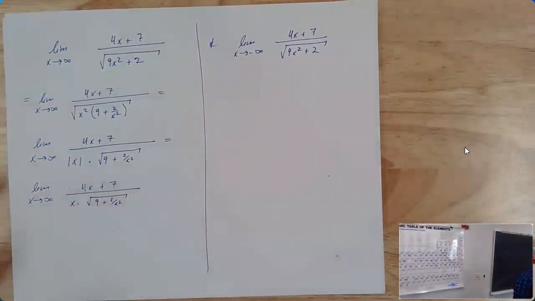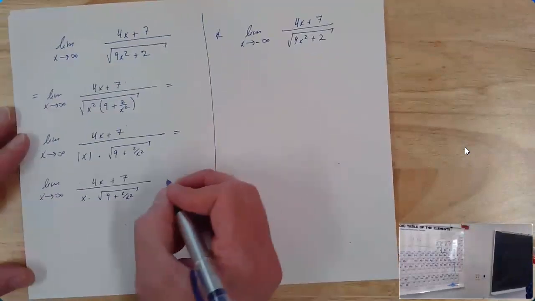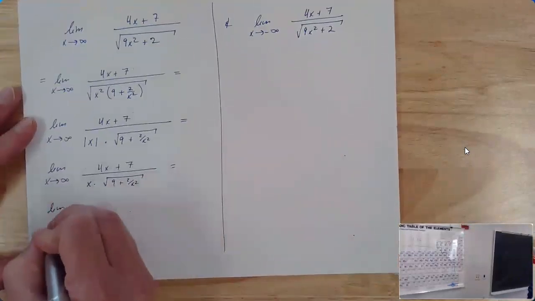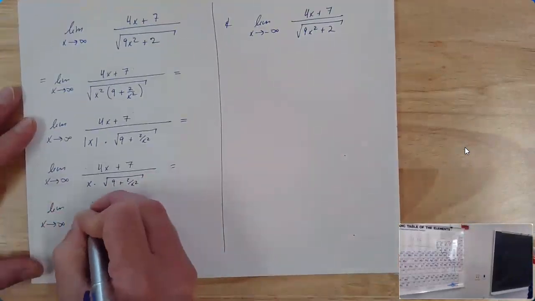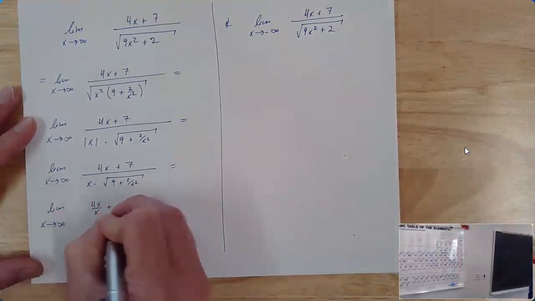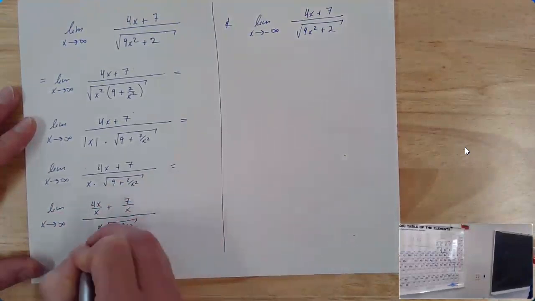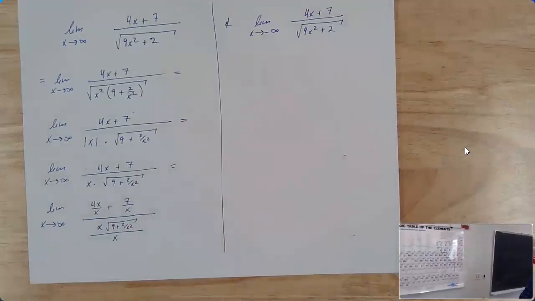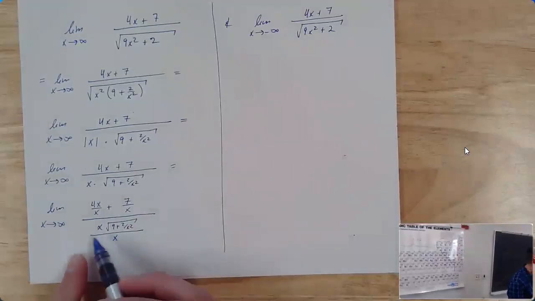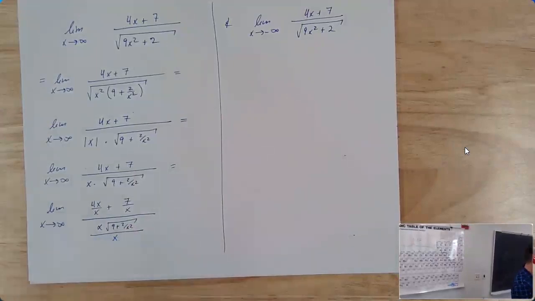And then, just like in the problems before, I'm going to divide each thing by x. So I'm going to write this as the limit as x goes to infinity of 4x divided by x, plus 7 divided by x, over x times the square root of (9 + 2 over x squared) divided by x. Each thing that's added or subtracted together gets divided by x. I don't divide each of these parts by x, because then I'd be dividing that term by really x squared. So if things are multiplied together, each factor doesn't get divided by x, just the whole thing.